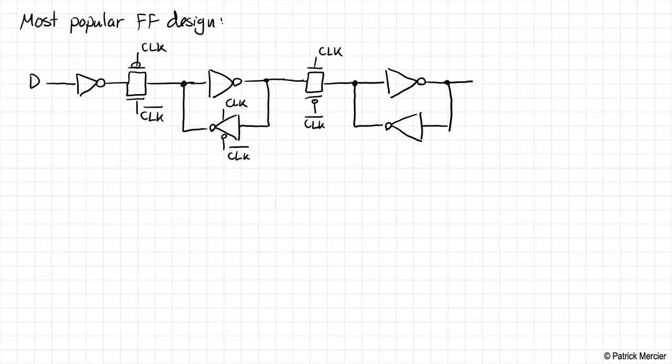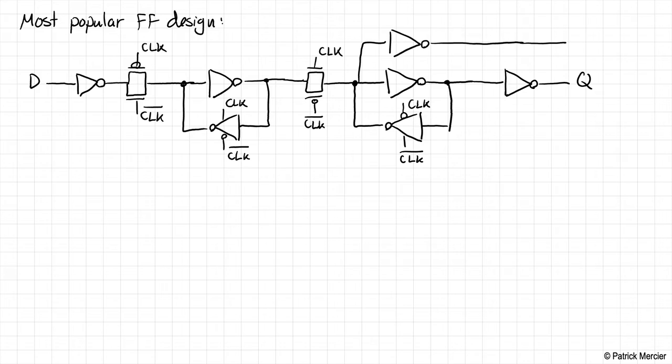In this case, the polarity of that tri-state inverter has been flipped. Note the change in the bubbles on this tri-state inverter. And then we take this output and pass it through another inverter, and that gives us Q. And then we take this output over here. If we want access to Q bar, we can get it there too.